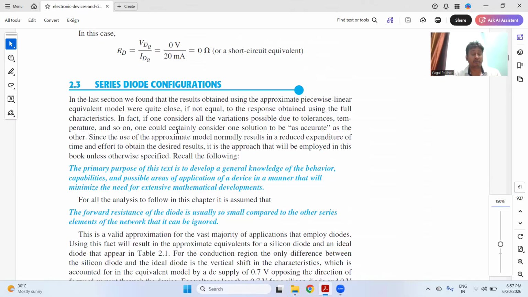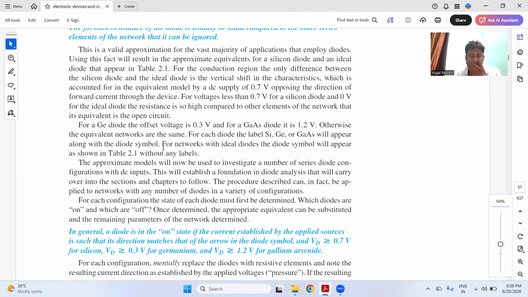On the basis of the application, on the basis of the connection, there are various types of connection: series connection, series parallel connection, parallel series connection, and parallel connection. So there are four kinds of configuration that we can do with the diode.